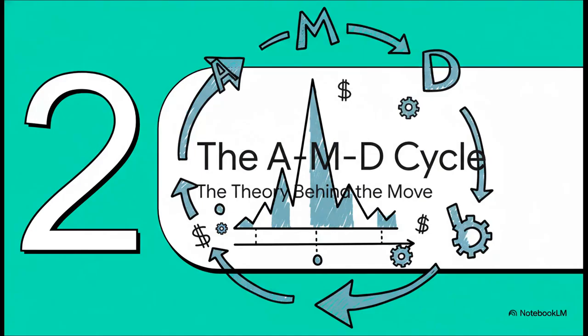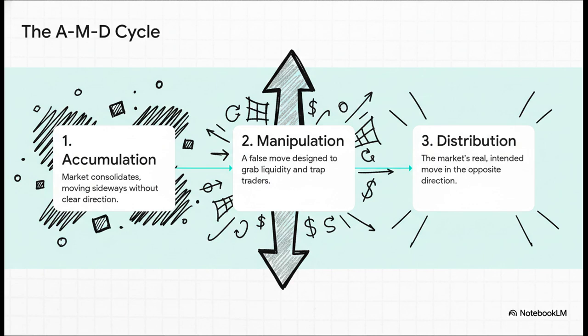So why does this even happen? Is it random? Not according to this theory. It's all explained by something called the AMD cycle. It's a really simple three-step framework that helps make sense of the chaos. Okay, so here are the three phases.